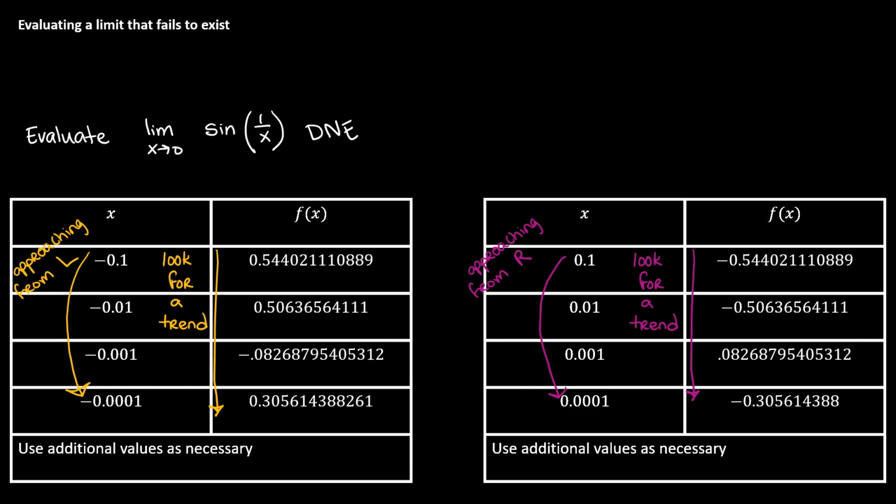It's bouncing back and forth rapidly. We're taking very tiny steps in x, and we're making jumps in our function output values rather than small incremental changes in the outputs.